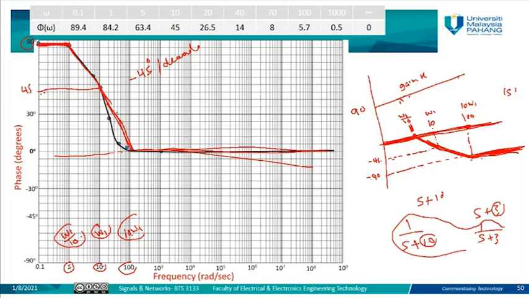Okay, after you combine, you got this graph. As I told you, this is generated by MATLAB. This is for approximation by using hand drawings.